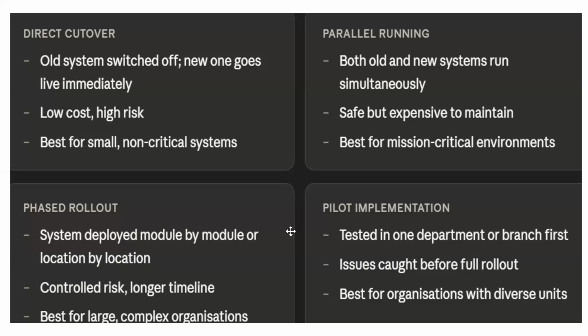So yeah, you can also have parallel running, where both the old and the new systems run simultaneously, concurrently. And this, you can be sure, is safe. It's expensive though, because if you have two systems running at the same time, you need to maintain both of them. And in a mission critical environment, like the health services, if the old one is taken away completely and the new one, we are not so sure, then it's important that we do the parallel running of the system.